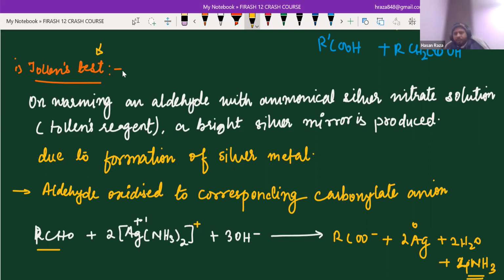Ketones are not oxidized by this method. So how can we distinguish between them? This is a mild oxidizing agent, right? Yes, it is.